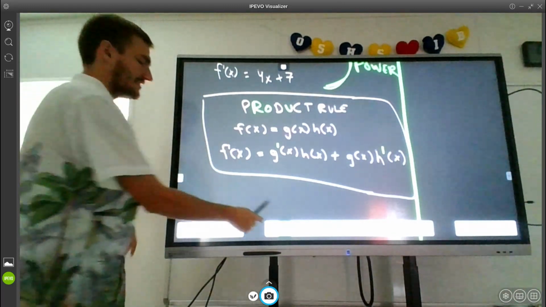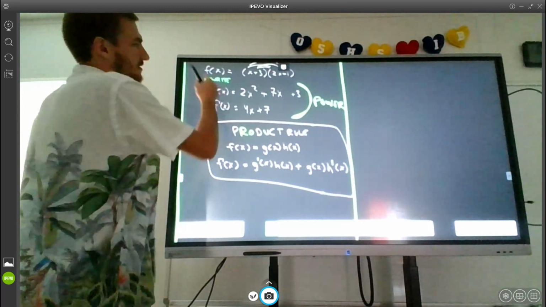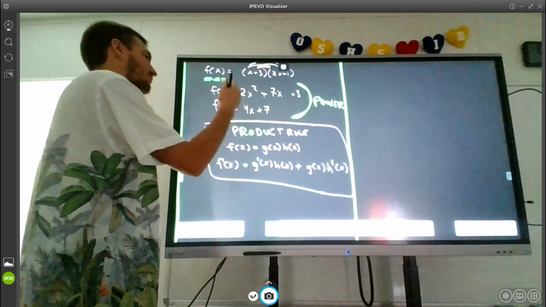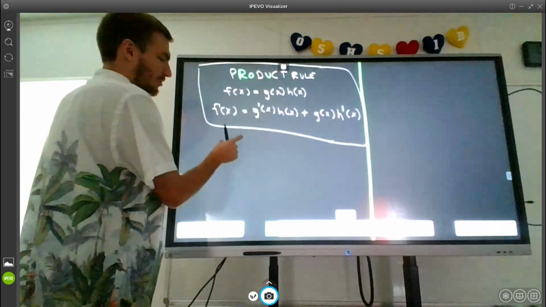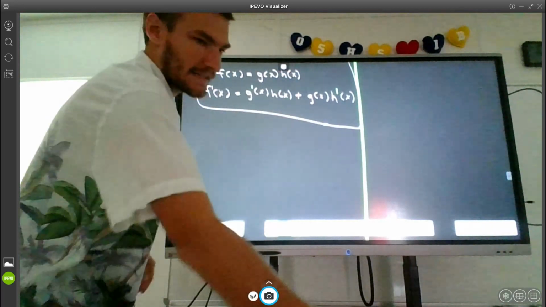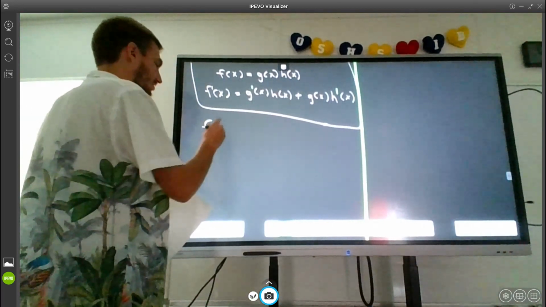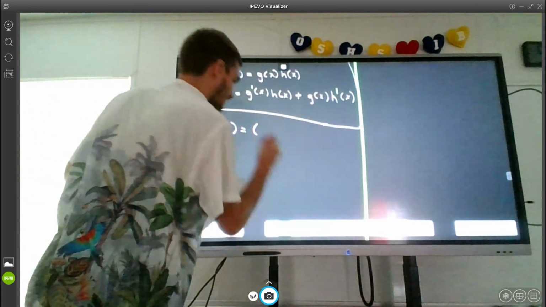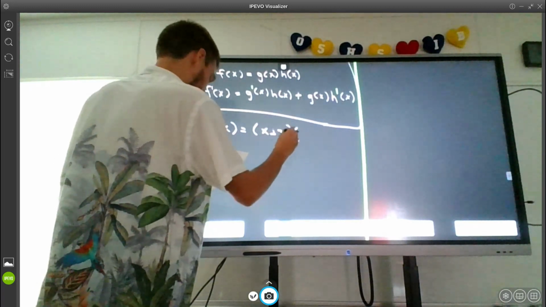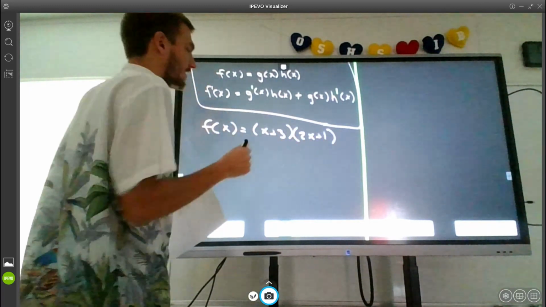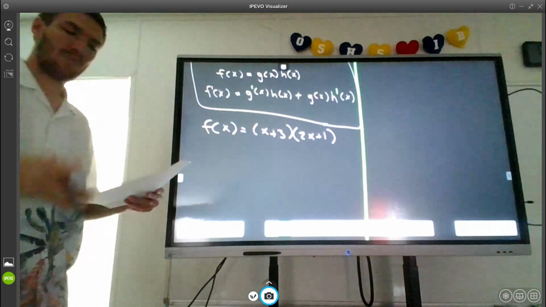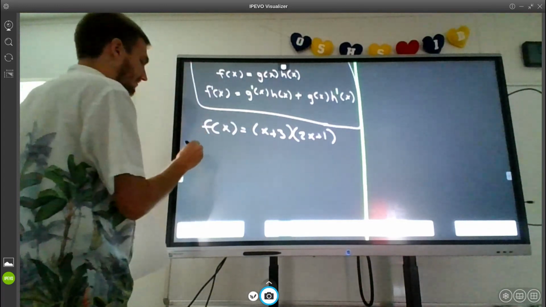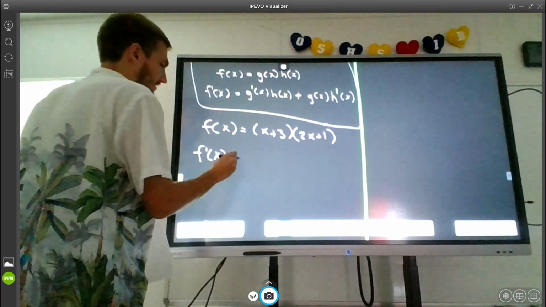That's it. So let's see if we can solve this question for f of x, which we had up here, using our new product rule and get 4x plus 7. Our f of x, again, we already solved this question. f of x equals (x plus 3)(2x plus 1). And without foiling, let's use our new product rule to find f prime of x.